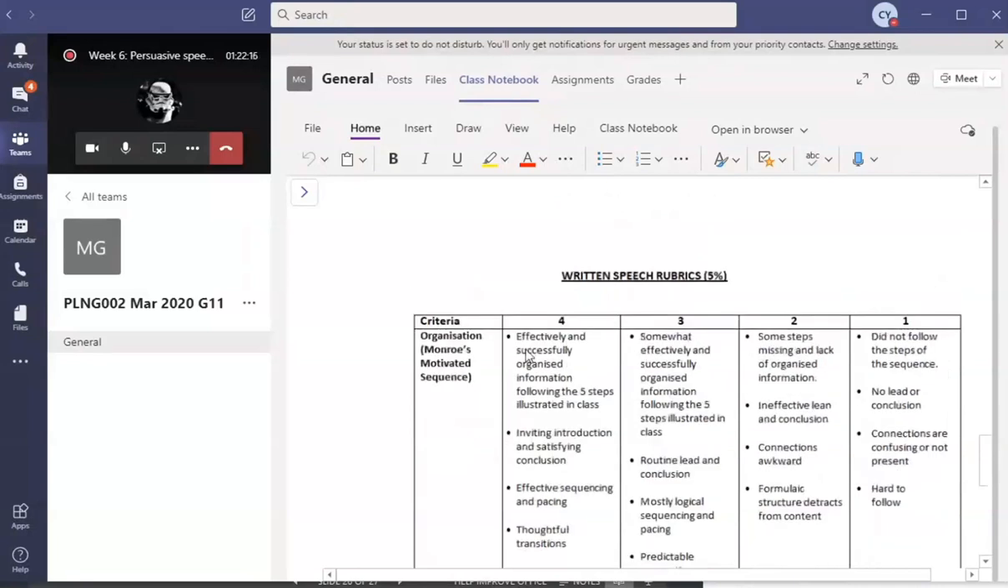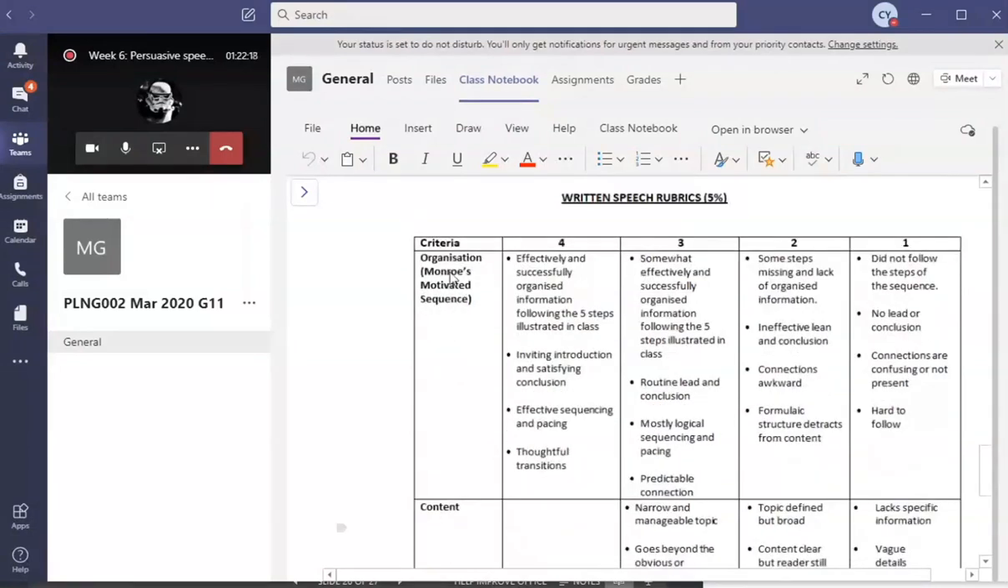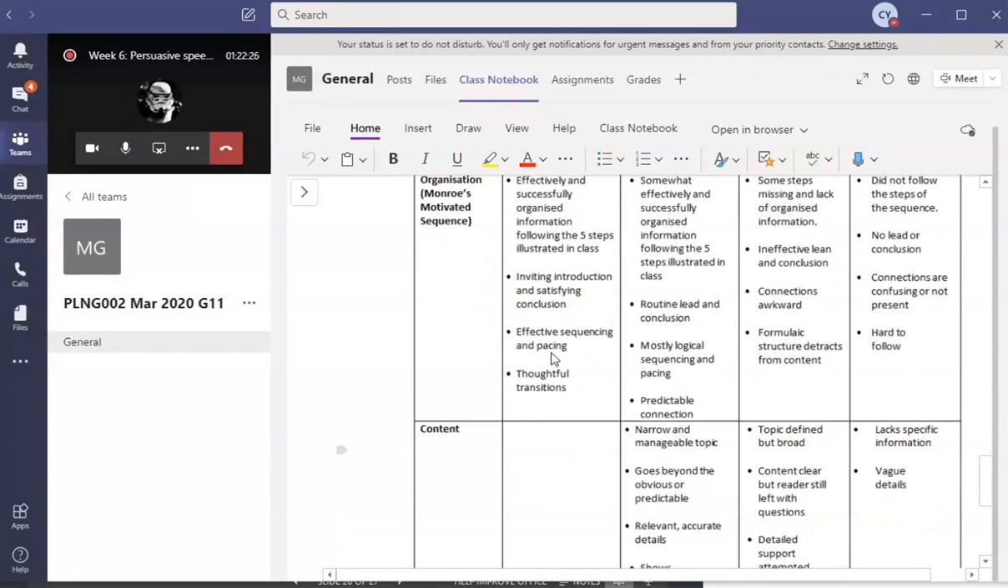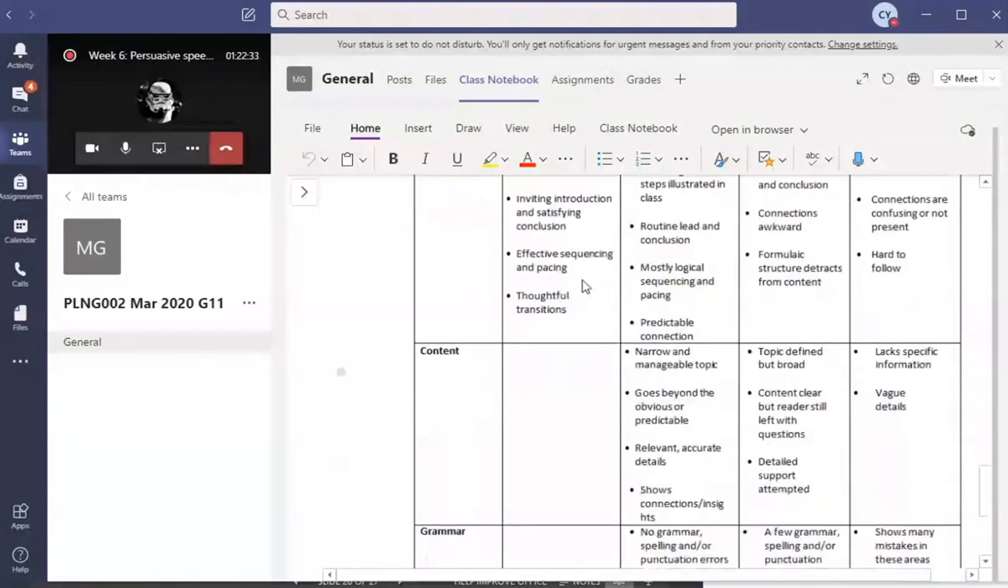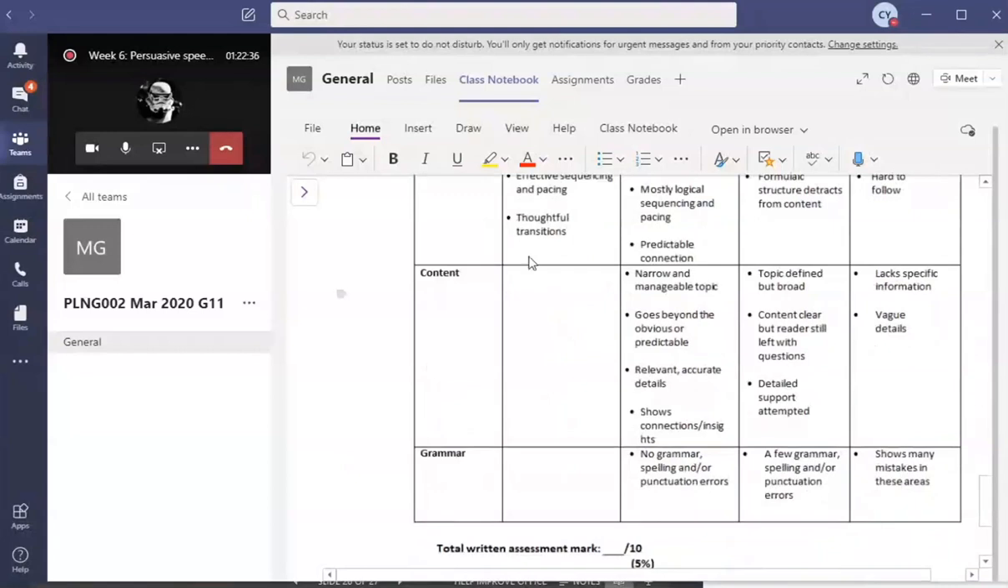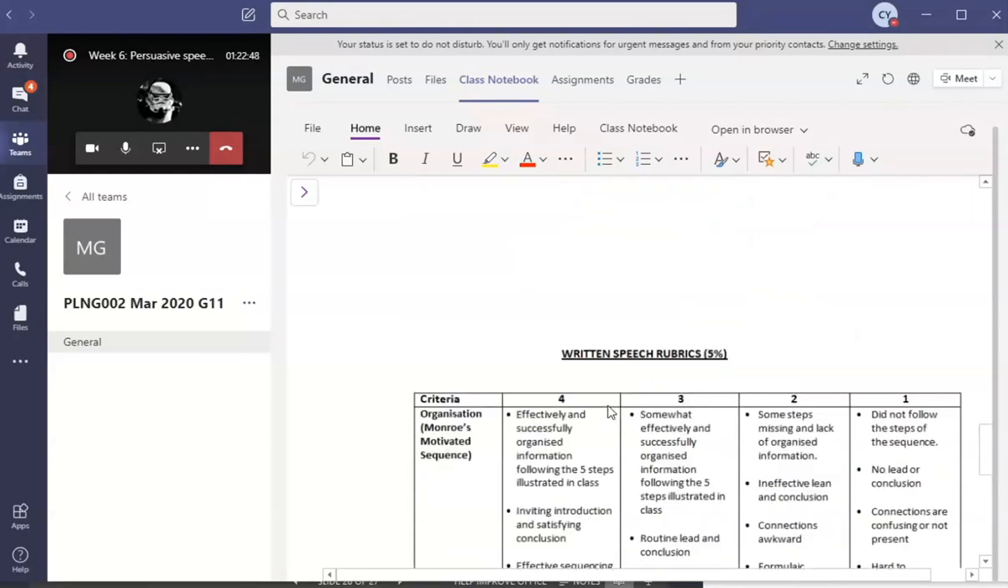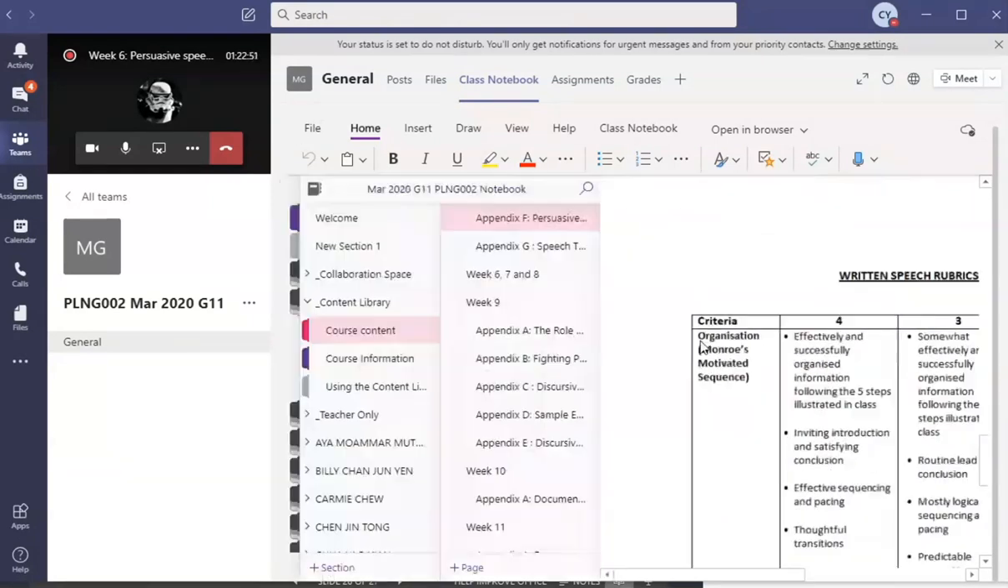The written rubric is only 5%. For the persuasive speech, we are using Monroe's motivated sequence to write. Later I will teach you how to use the 5 steps of Monroe's motivated sequence to write a persuasive speech. There must be an inviting introduction, a satisfying conclusion, effective sequencing and pacing, and transitions. Content must be narrow, knowledgeable, go beyond the obvious or predictable, and have relevant, accurate details that show connection. There should be no grammar, spelling or punctuation errors. This is your speech rubric.